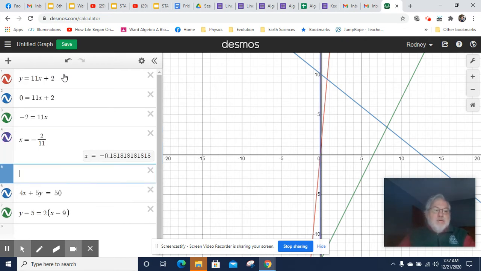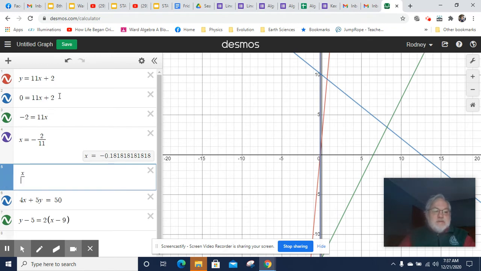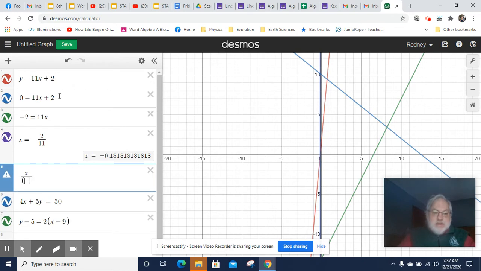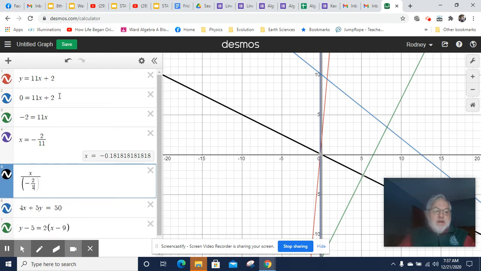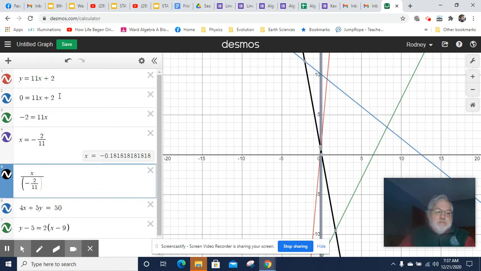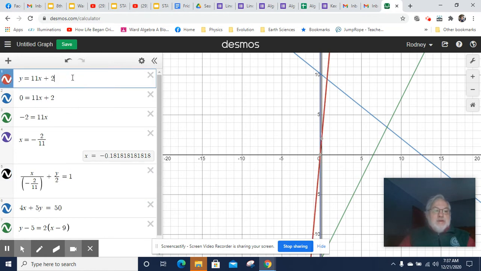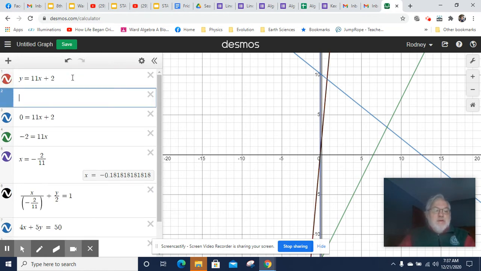So now that we know the y-intercept is 2 and the x-intercept is negative 2/11, we can say x over, and then I'm going to put that in parentheses, negative 2 over 11, okay, plus y over 2 equals 1. That's a fairly awkward one, but it will work. Okay, the other way to deal with this one is to simply rearrange it.